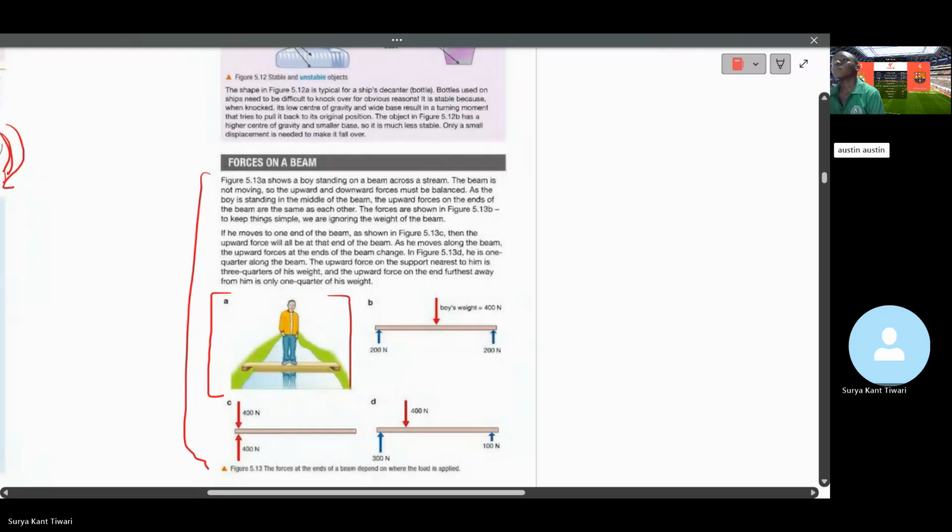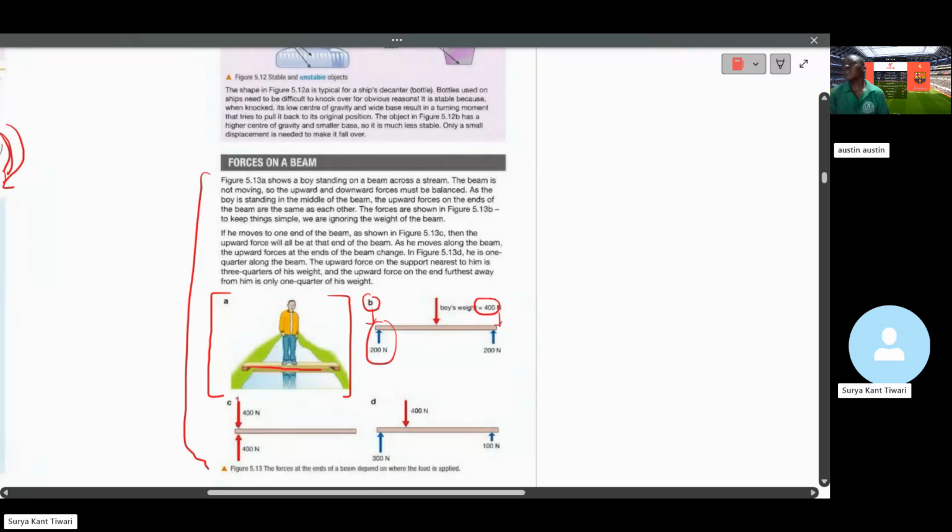In figure A, he's standing on a beam across a stream. And what about B? It's like he's standing in the middle. So his weight is getting distributed on both sides, right? Yes, sir.